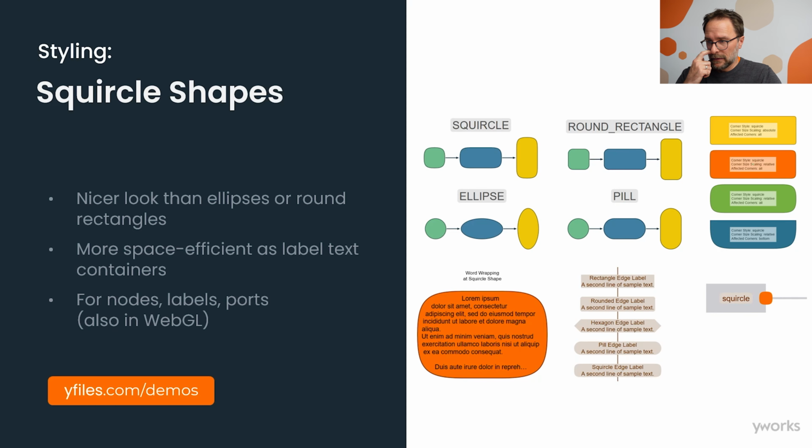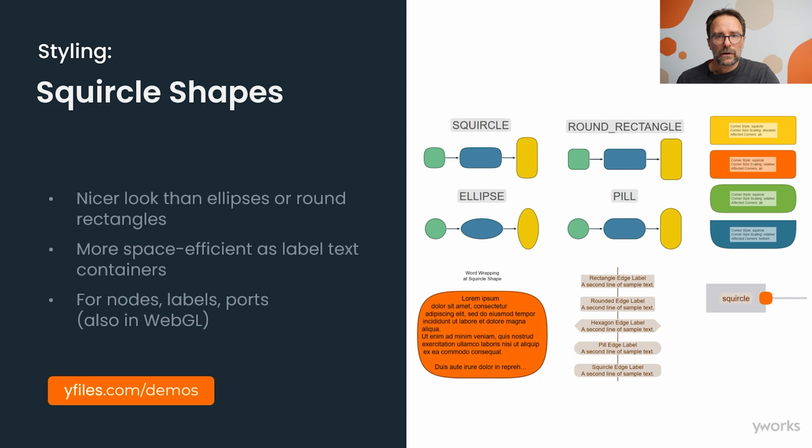Why Squircles? Squircles are nice. They look nicer. They look less formal than rounded rectangles. However, they are more suitable for actually rendering text within when you compare that to an ellipse, for example, because they are much more space efficient than ellipses.